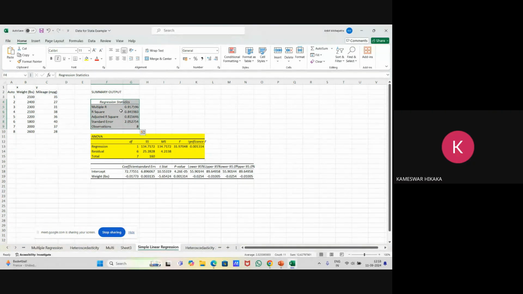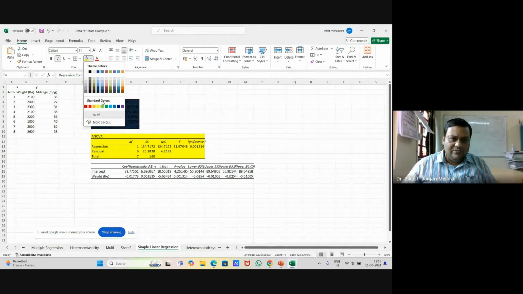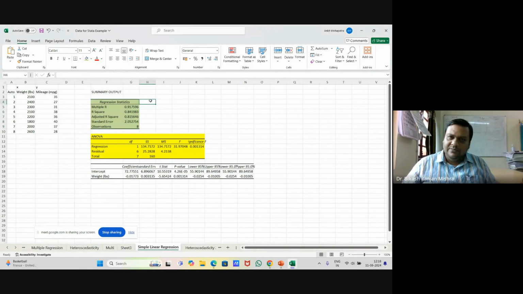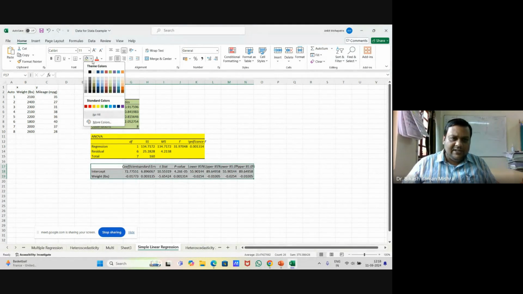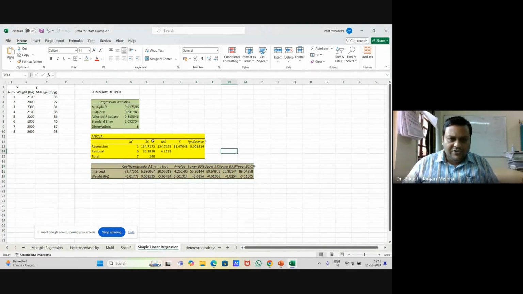The regression statistics will give rise to another type of color. So this will be the first part of the regression analysis, and the third part of the story is this part. Suppose I want to highlight it with respect to some other color. So this is the part. So these are the three parts of the regression result.